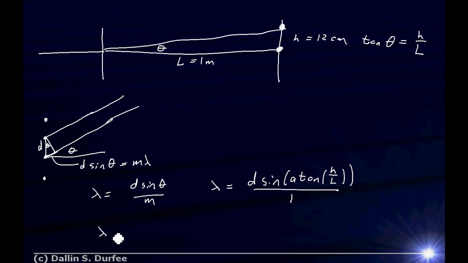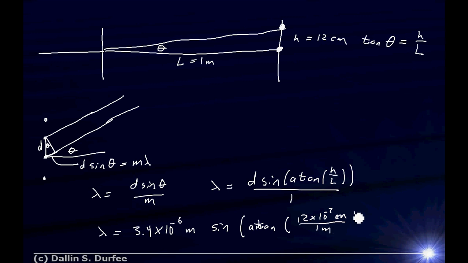So the wavelength is just going to be d, which was 3.4 times 10 to the minus 6 meters, times the sine of the inverse tangent of h, which was 12 centimeters, so 12 times 10 to the minus 2 meters, divided by L, which was 1 meter. Our units cancel here. That's good because arctangents shouldn't take units.